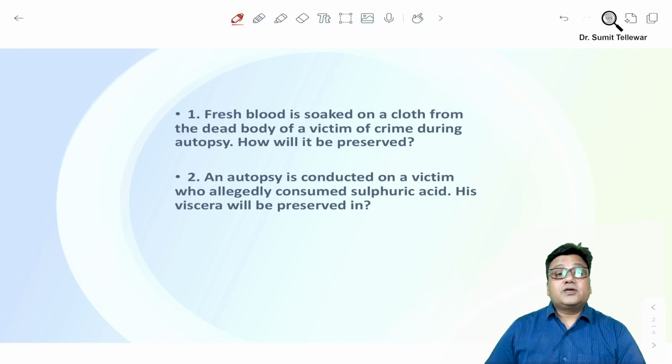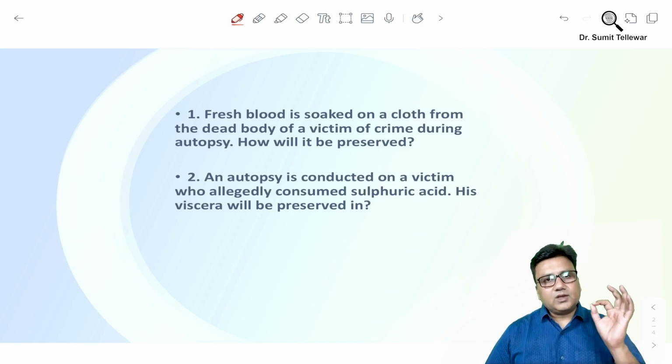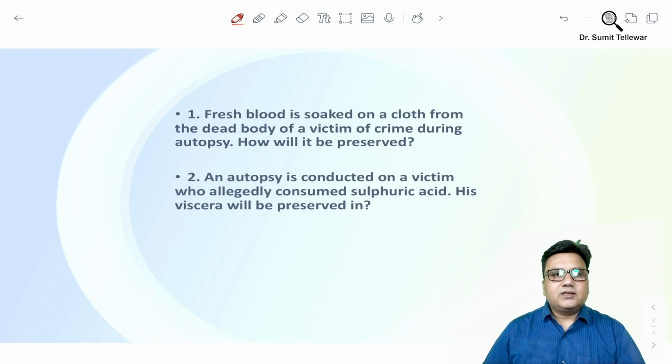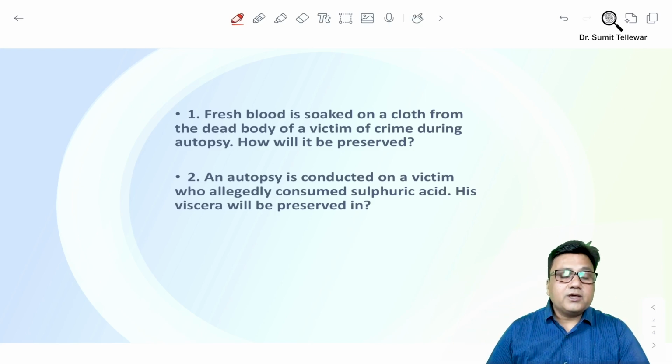So the first one is, fresh blood is soaked on a cloth from the dead body of a victim of crime during autopsy, right? How will it be preserved? So very straightforward question, that if we have fresh blood and we need to preserve it, although the question itself tells that the blood has been soaked on a cloth, now what needs to be done? Okay, so these kind of questions come in forensic medicine.